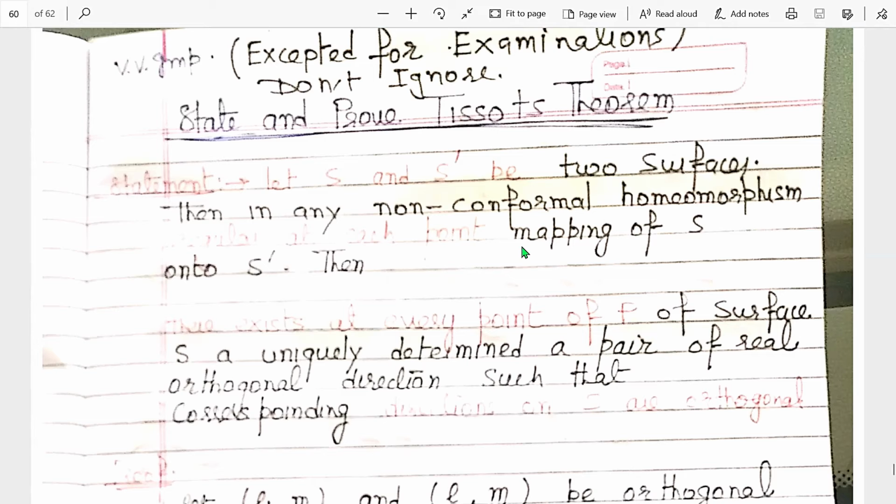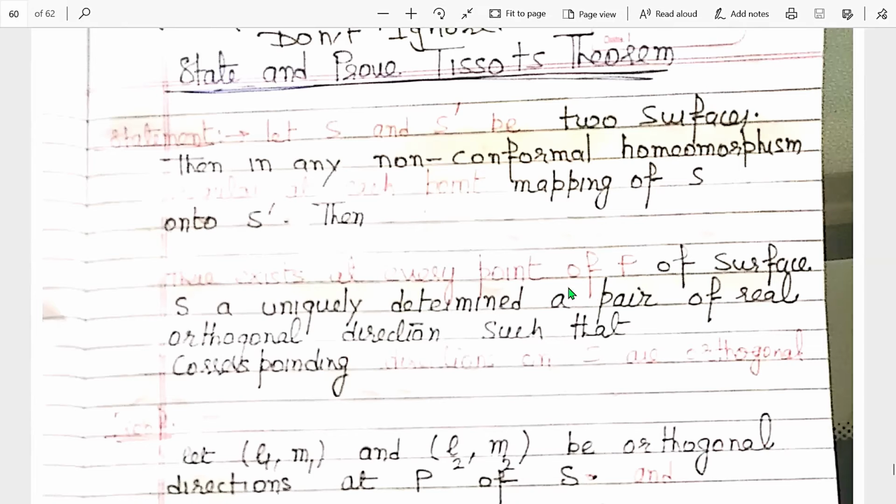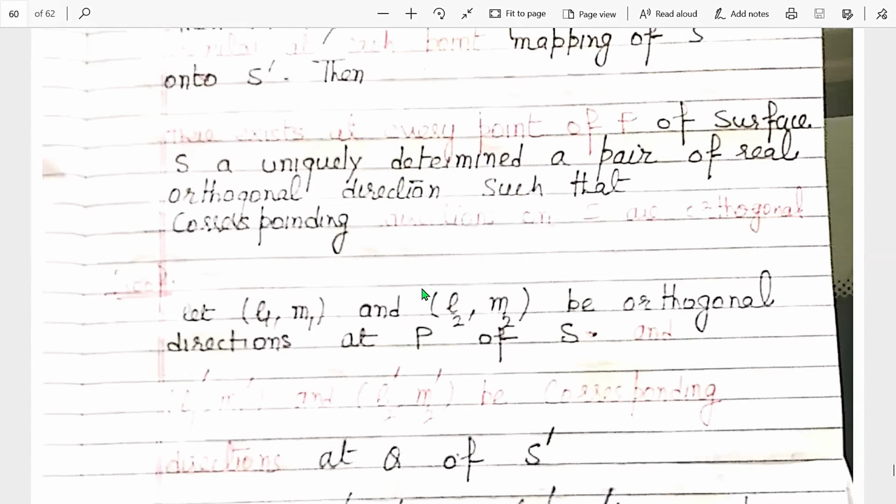At each point, under a mapping of S onto S dash, there exists at every point P of surface S a uniquely determined pair of real orthogonal directions such that the corresponding directions on S dash are orthogonal. Clear? So we understand the statement by proving the result.